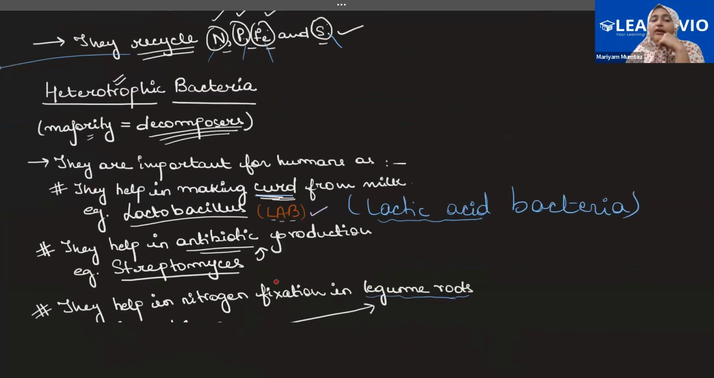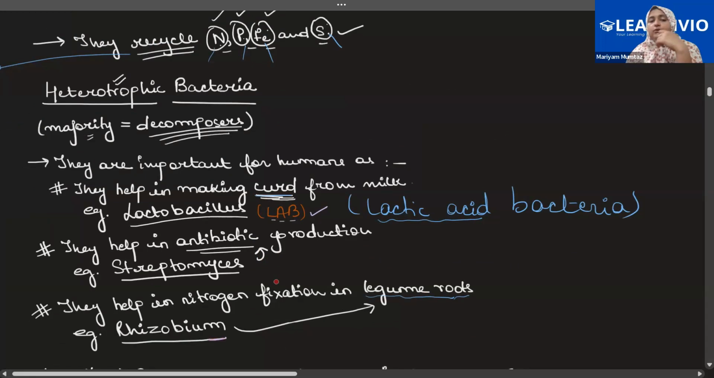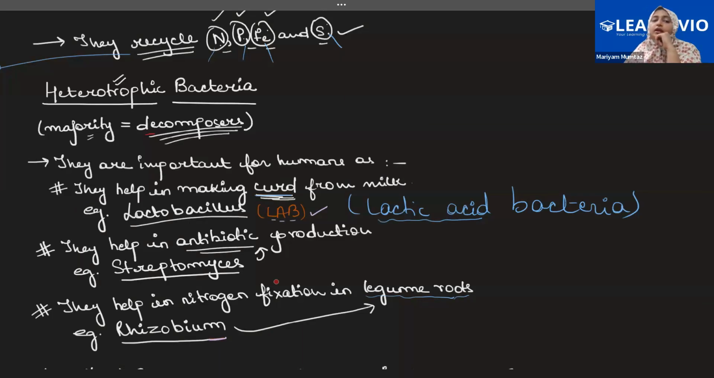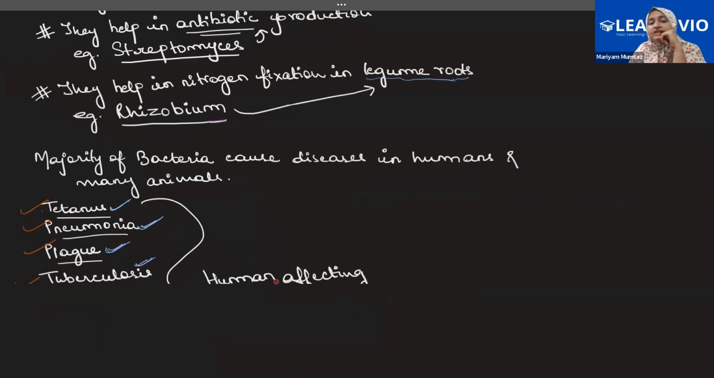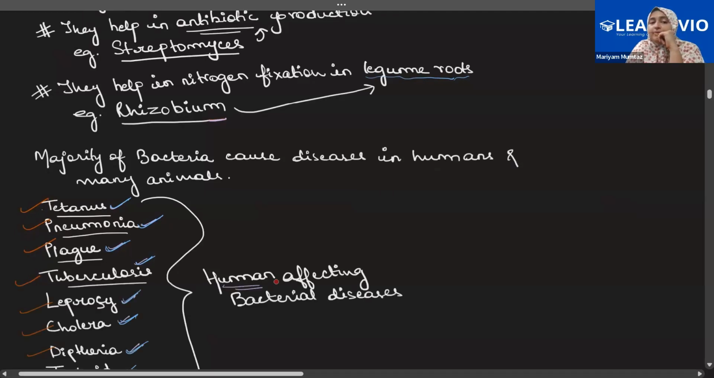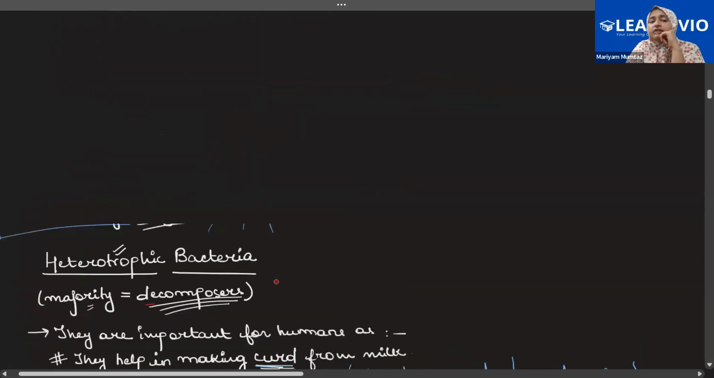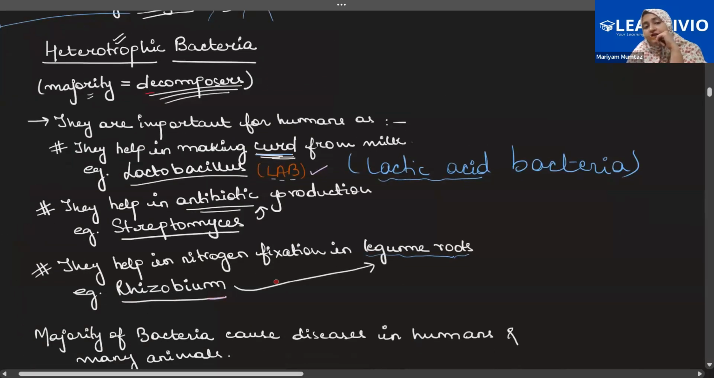heterotrophic bacteria. Heterotrophic bacteria are the ones that cannot make their own food, and the majority of them are decomposers, meaning they feed on dead and decaying stuff. They decompose the organic material to release certain inorganic substances. They are important for human use, such as helping in making curd from milk. The example is Lactobacillus, that is lactic acid bacteria. Apart from that, they help in the production of antibiotics, such as Streptomyces. They help in nitrogen fixation in legume roots, like the roots of leguminous plants such as pulses. The example is the bacterium Rhizobium. These are the ways in which they are positively of use for human beings.